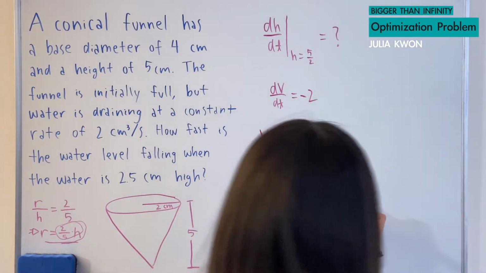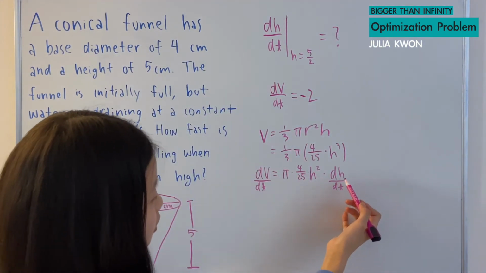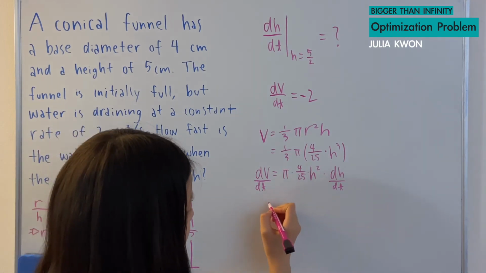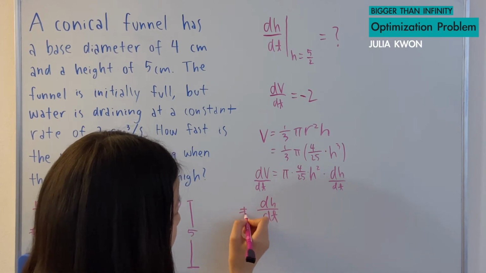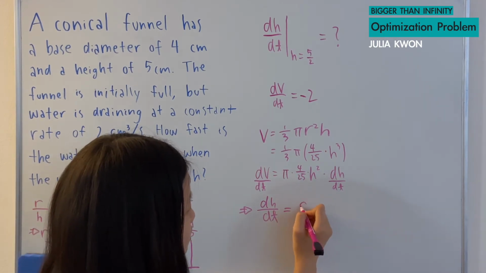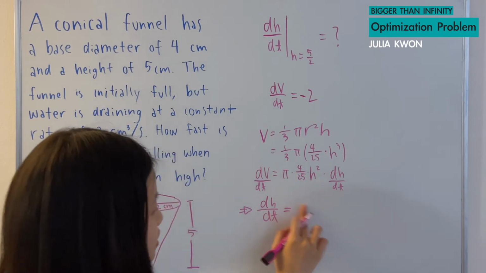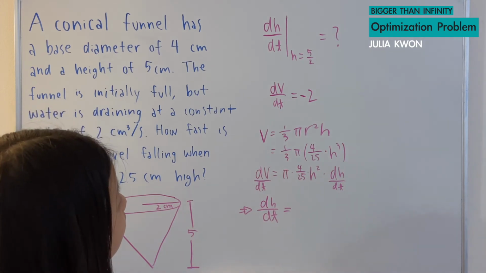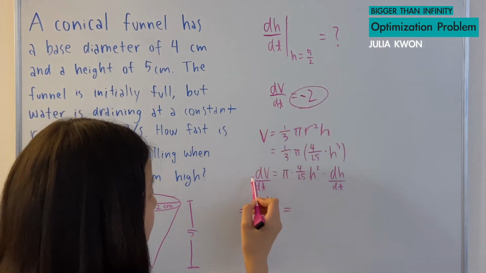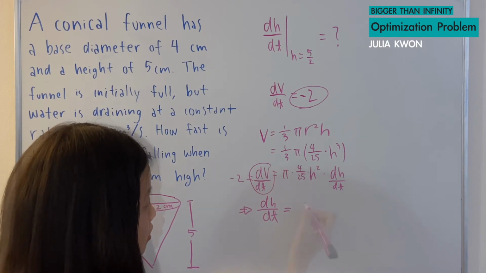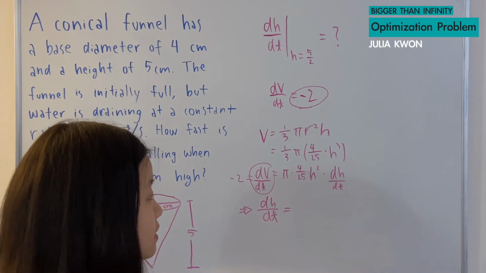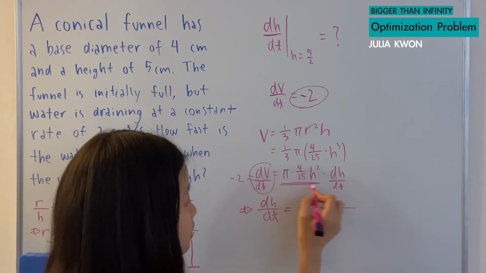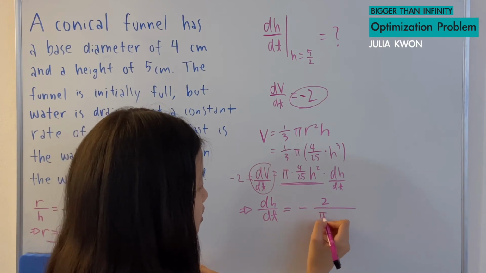Okay, so we're trying to find the rate of the height, dh divided by dt. So let's solve for dh divided by dt. But before I solve for dh divided by dt, I'll just substitute the dV divided by dt, which is -2. So if we solve for dh divided by dt now, we'll have -2 divided by this whole thing. And so I'll just write it like this.